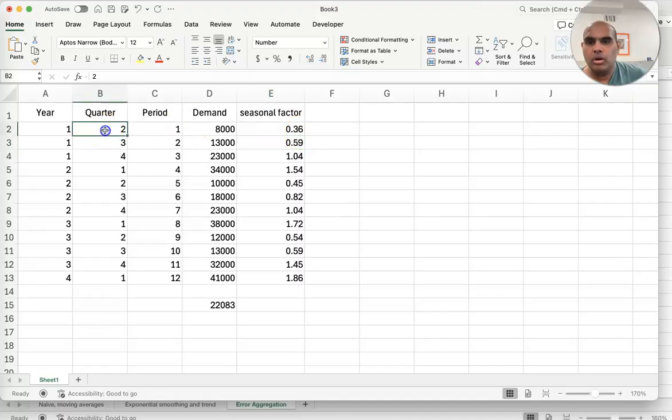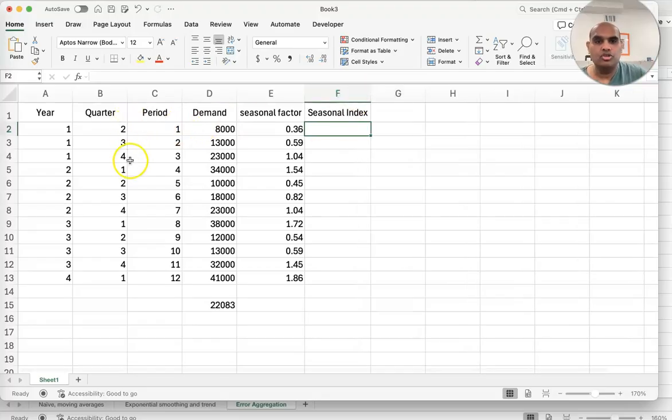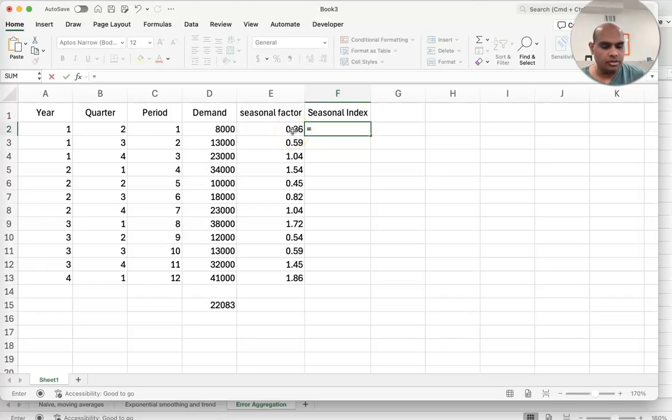Now, you'll notice that Q2 has a seasonal factor of 0.36 here, 0.45 here, and 0.54 here. So we'll finally calculate something called the seasonal index. The seasonal index is just one number for each season, and each season is each quarter. For Q2, the seasonal index is just the average of all the seasonal factors that you have: this seasonal factor plus this one plus this one, divided by 3, since we have 3 of them. Again, I just want to keep 2 decimal places. There you go.